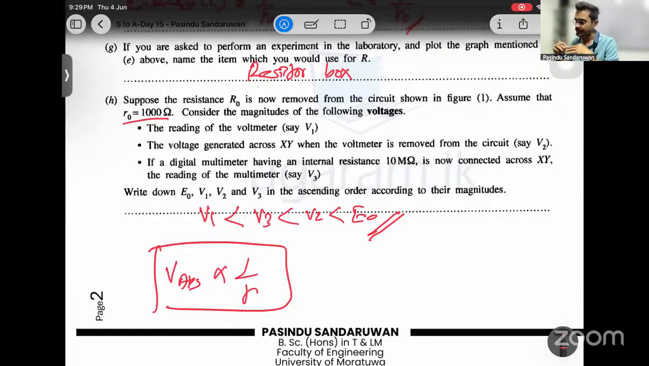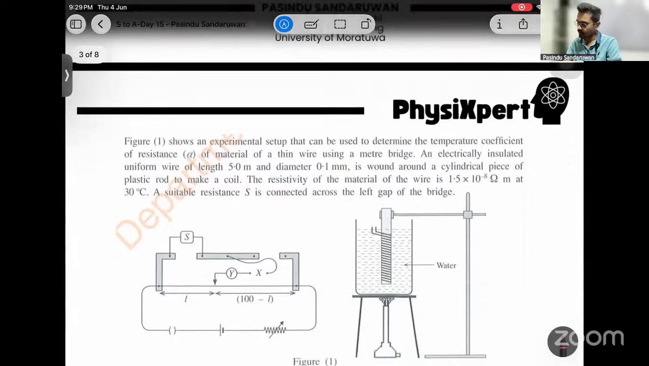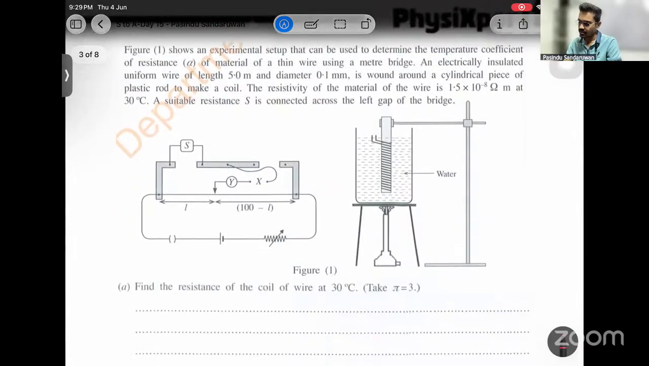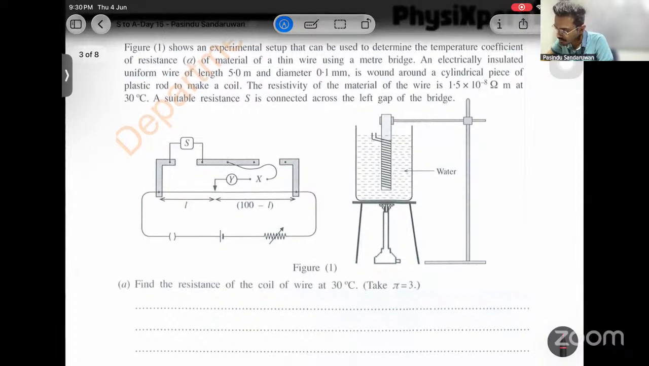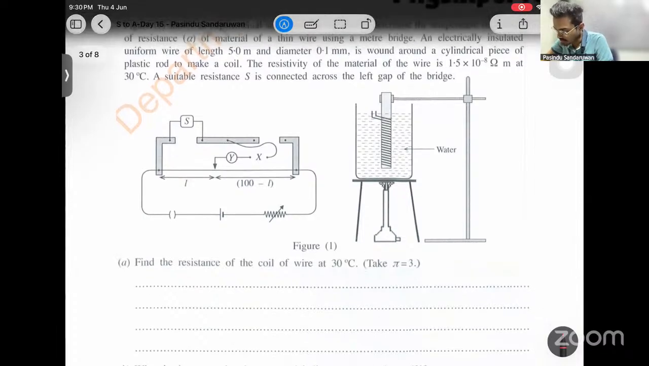That's true, right? Now I hope it's clear. Second one. Okay, then first question.